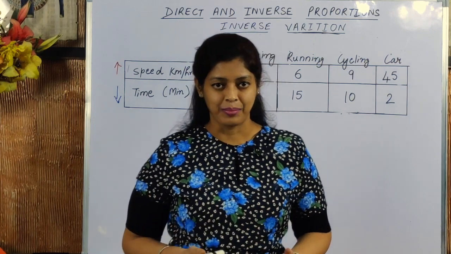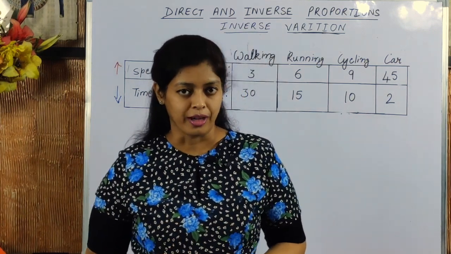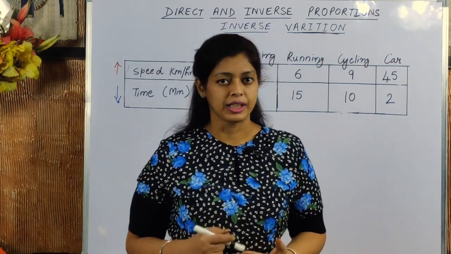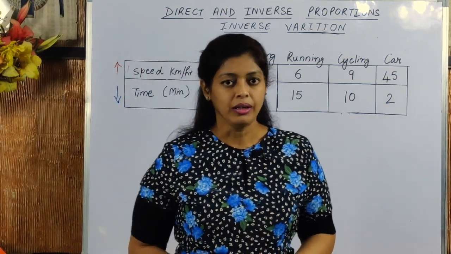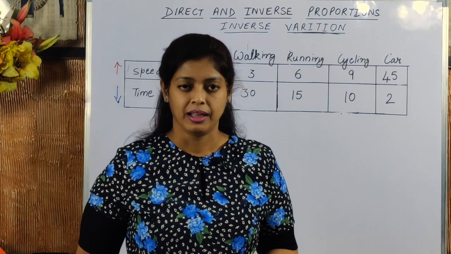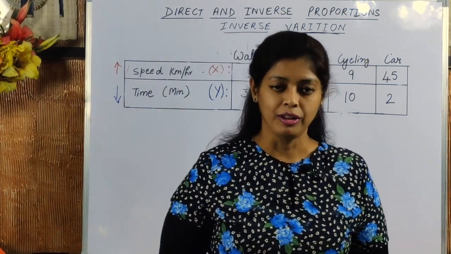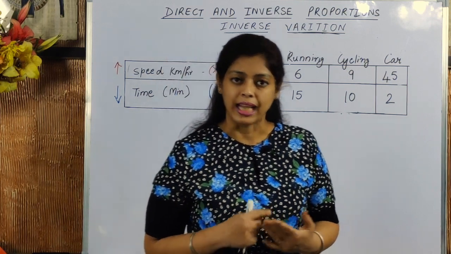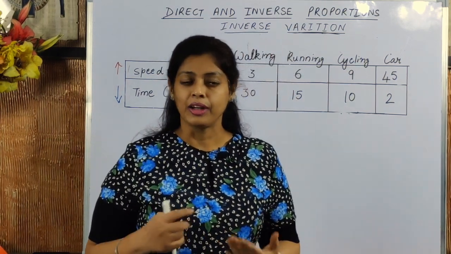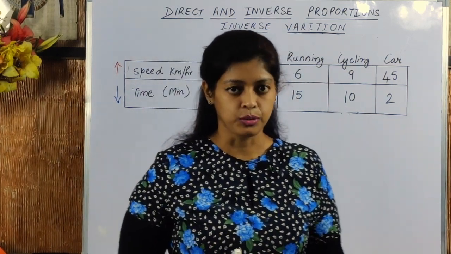So here's another example. Suppose there's a boy called Ravi and he has to reach his school. The distance from his house to school is fixed. So he can go by 4 different ways. Either he can walk and go to his school, or he can go running if he is late, or he can go cycling to his school, or he can go with his dad by car to his school.